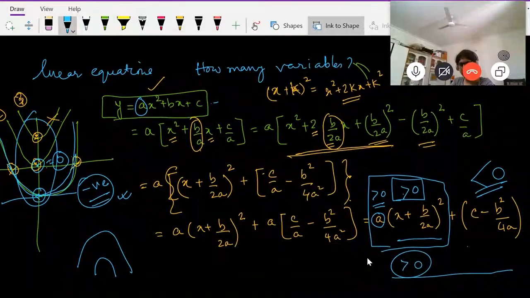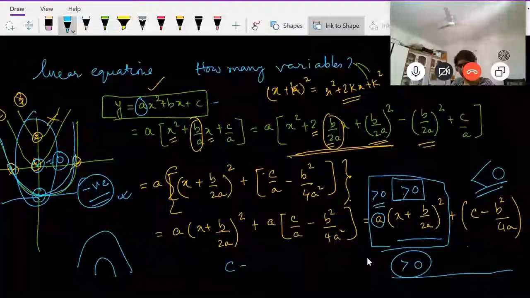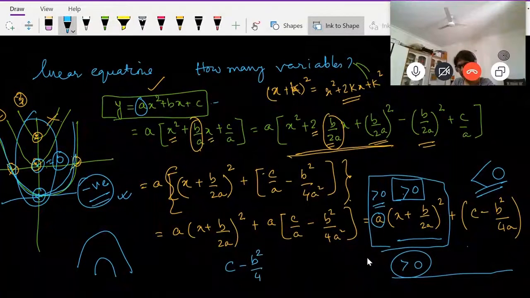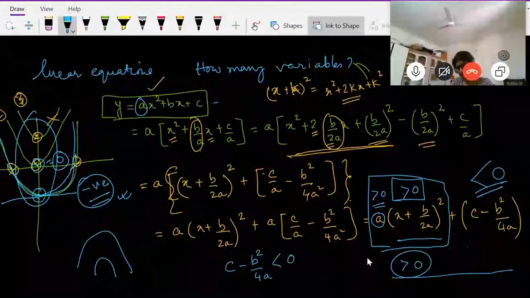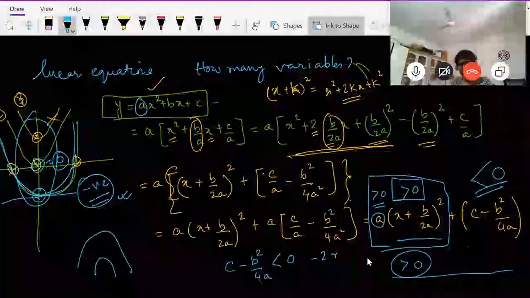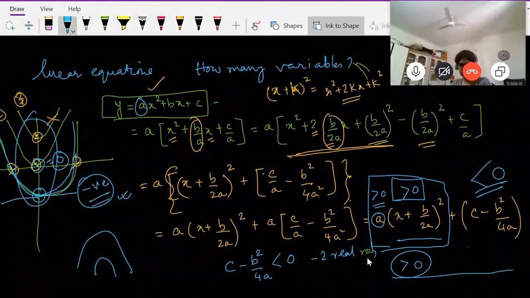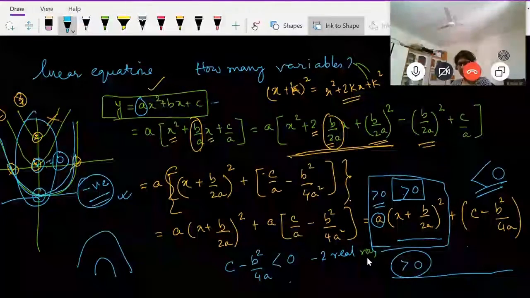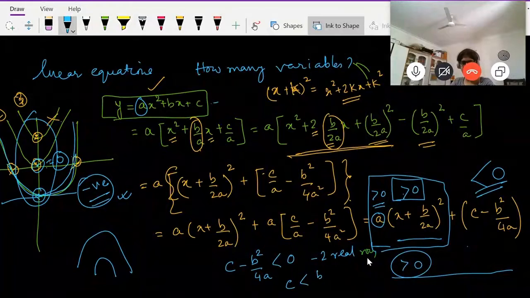So c minus b square by 4a has to be less than 0 for this to have two real roots. Or c is less than b square by 4a.